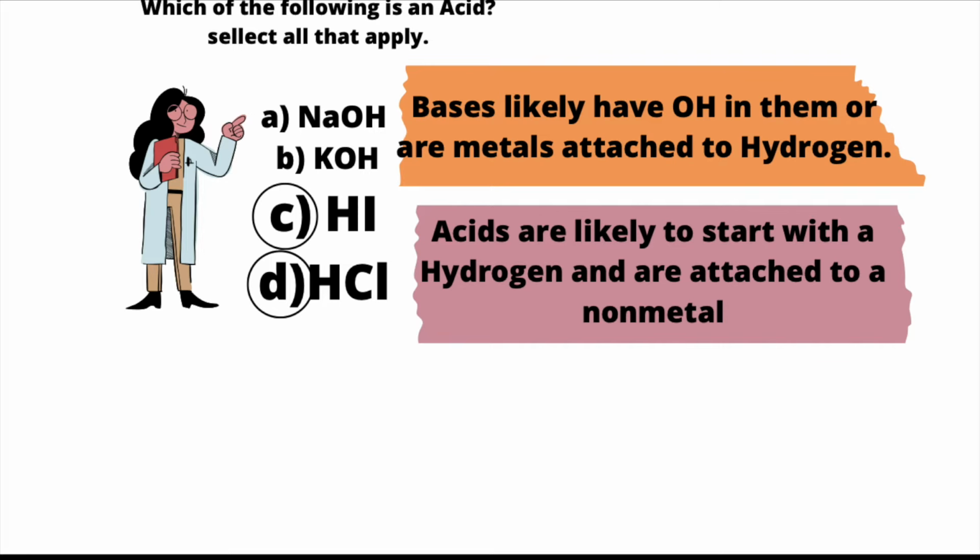Just know that this hint doesn't always 100% work to identify acids and bases. Sometimes you need to be given some chemical characteristics or a chemical equation. The best way, I believe, to know the difference between acids and bases is just to memorize the most common acids and bases.